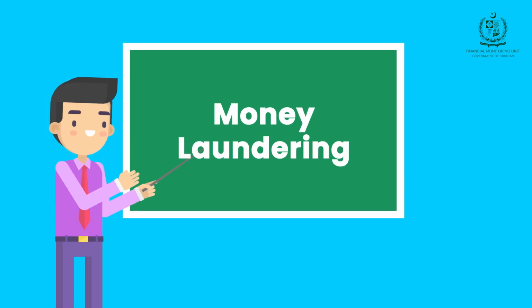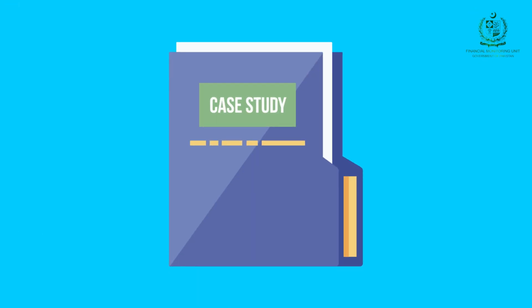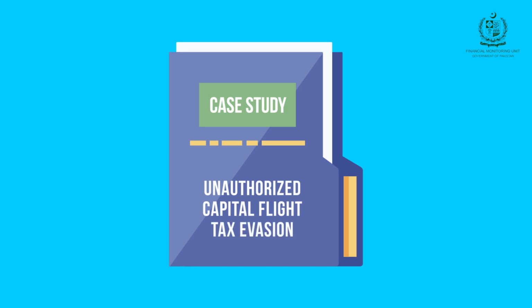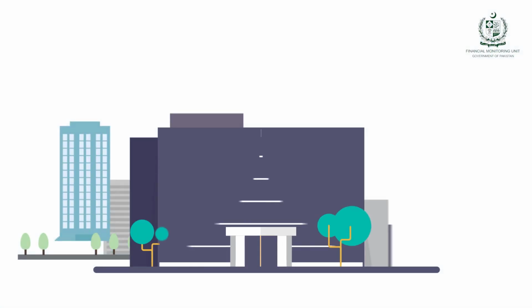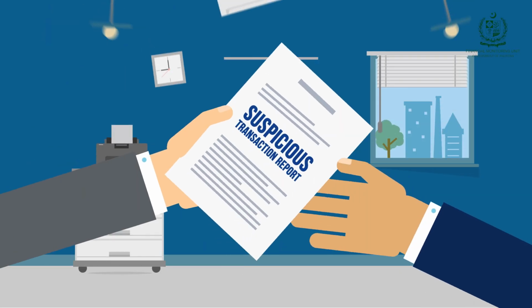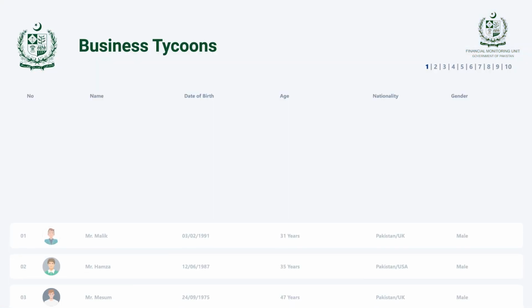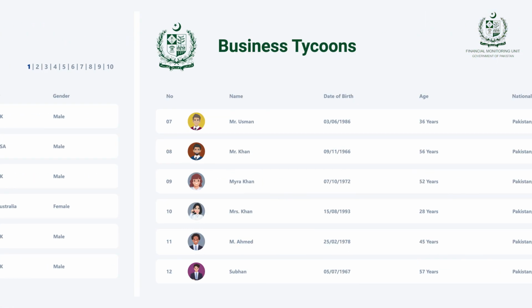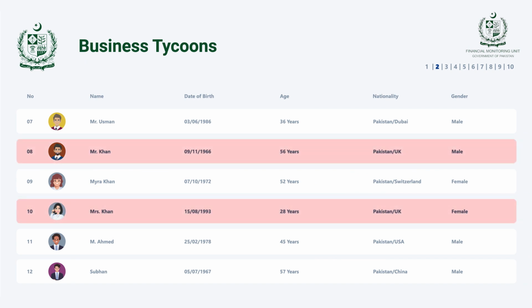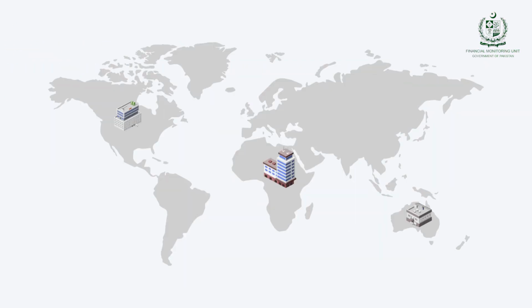Let's understand money laundering with a case study regarding unauthorized capital flight and tax evasion by setting up offshore companies. FMU received an STR against Mr. and Mrs. Khan, who are renowned Pakistani business tycoons and have dual nationality. Their business is spread in multiple countries across different continents.